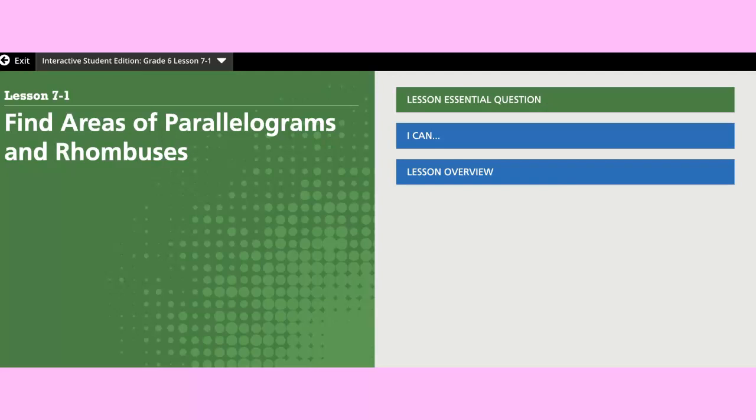Hi everyone, we're now on our lesson in find the area. We're going to find the areas of parallelograms and rhombuses.